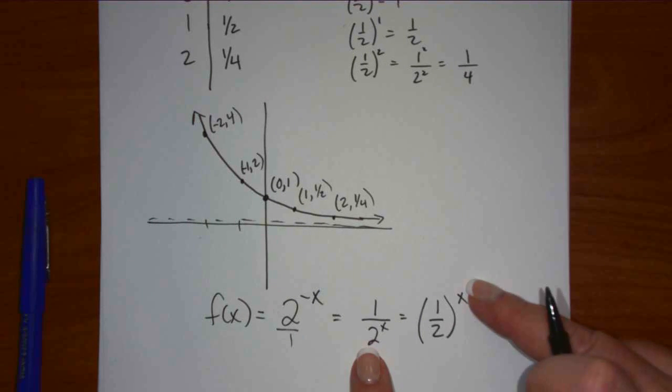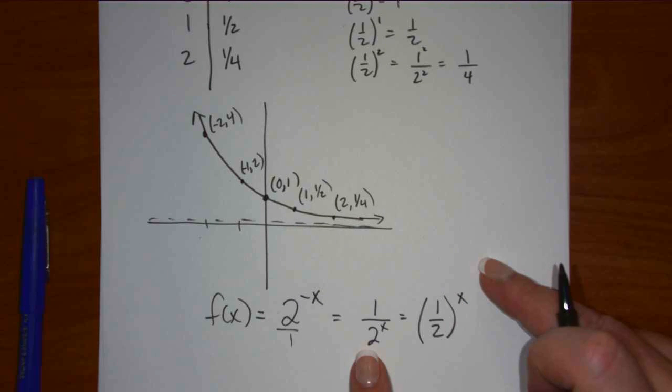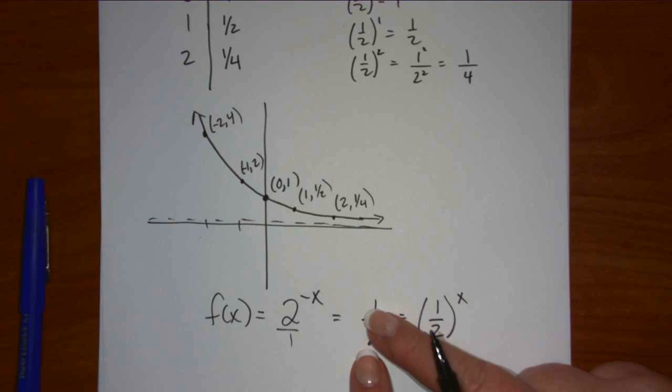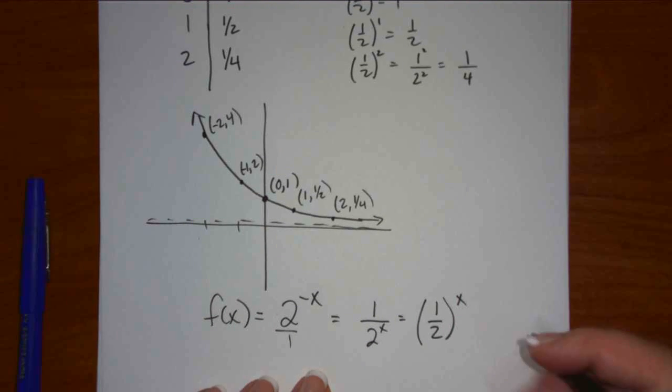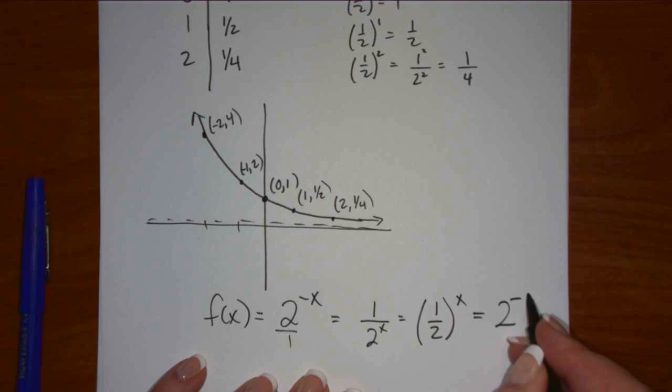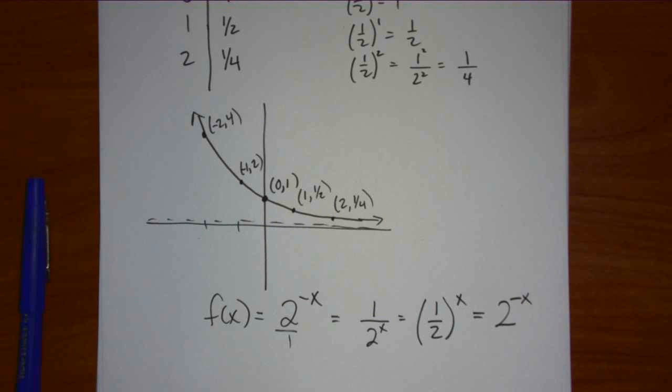Power x. 1 to the power x is 1, anything, 1 times 1 times 1. So 1 over 2 to the x is the same as 2 to the negative x. So a fraction or a negative exponent actually mean the same thing, and they're flipped.